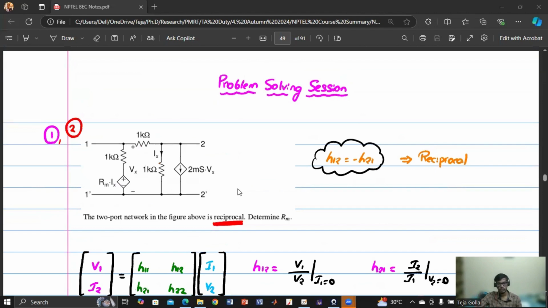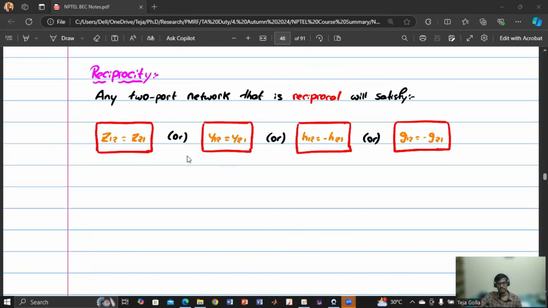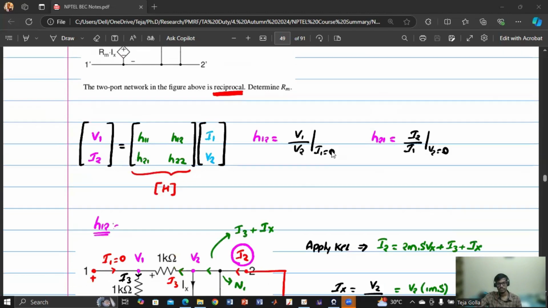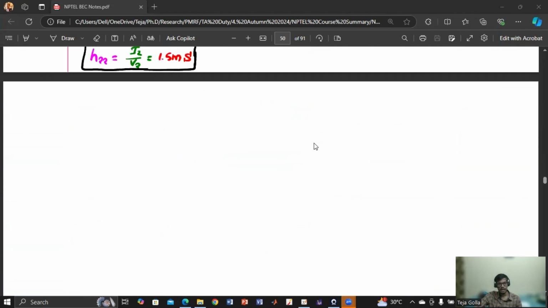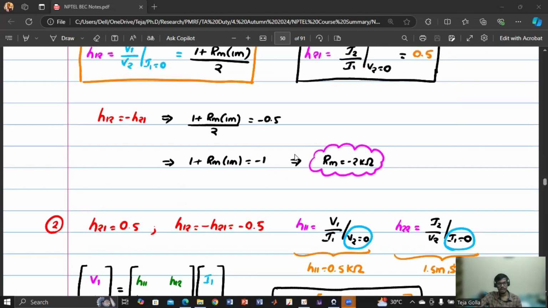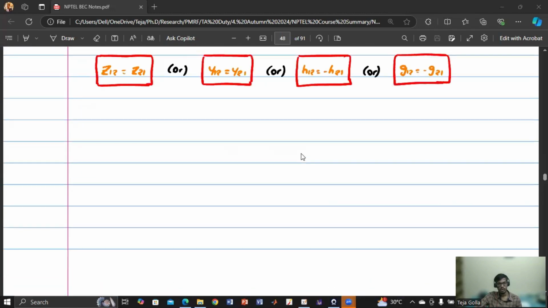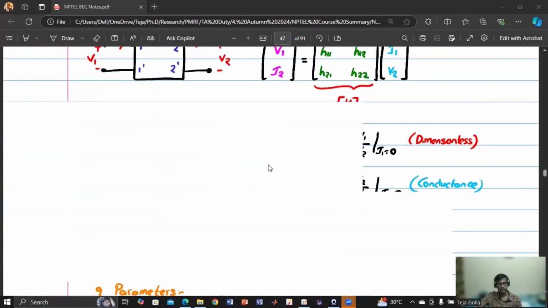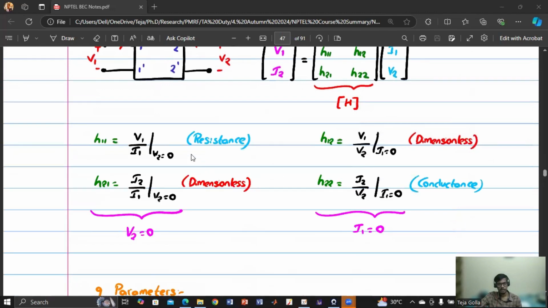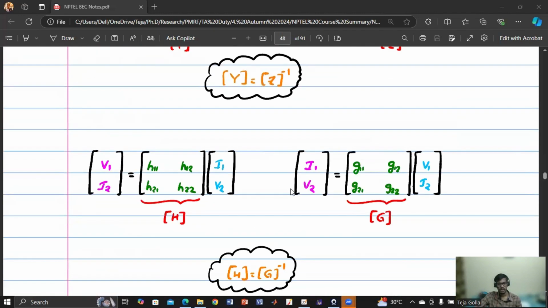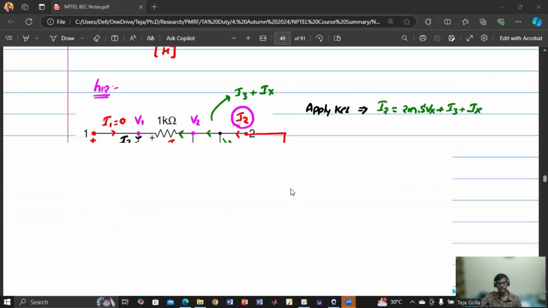Then we have solved a few problems where they are asking whether the network is reciprocal. So then you have to calculate any one of the parameters and see whether this condition is satisfied or not. And then we have also seen, in this question we have calculated h parameters. For calculating the h parameters, if I make V2 equal to 0, I can calculate these two. If I make I1 equal to 0, then I can calculate these two. So you have to solve the circuit two times.